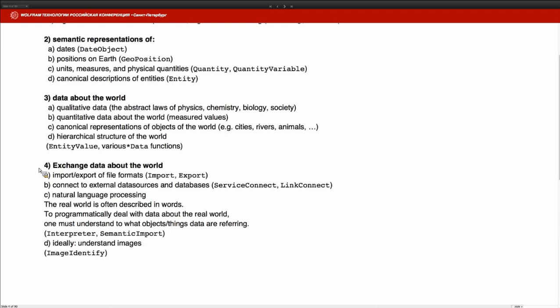And so on. And of course, the data about the real world must come from somewhere. They are not kind of nature-given mathematically, so we must import them.